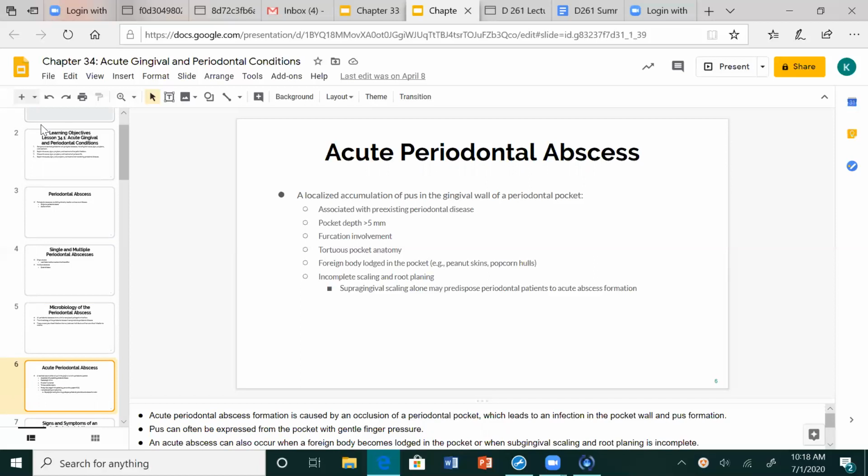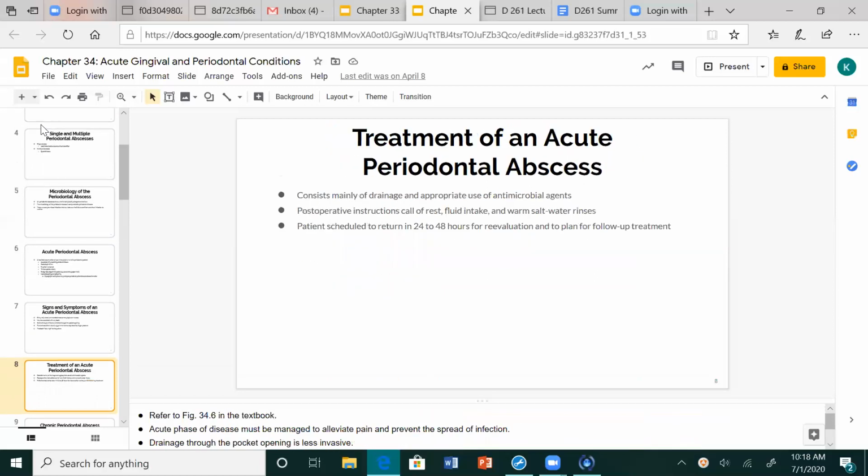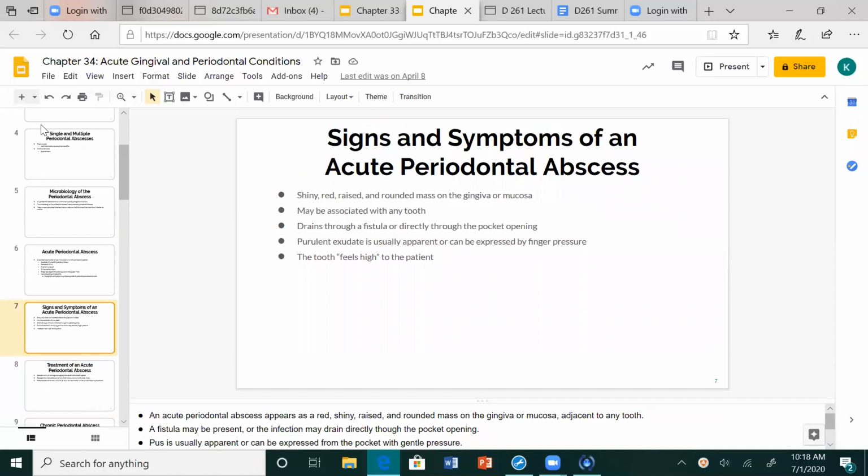I was scaling in a 9 millimeter pocket on a maxillary first premolar, and I could scale in the furcation of a maxillary first premolar. So I was like, this ain't good. It was like class 2 mobility. And I warned him at the end, I'm like, this tooth probably isn't going to last long. So one of those things, it happens. It can be associated with any tooth. It's usually going to drain through a fistula or directly through the pocket opening.